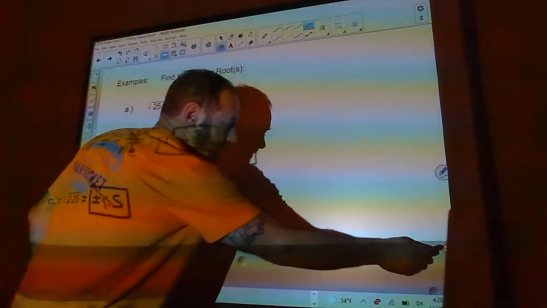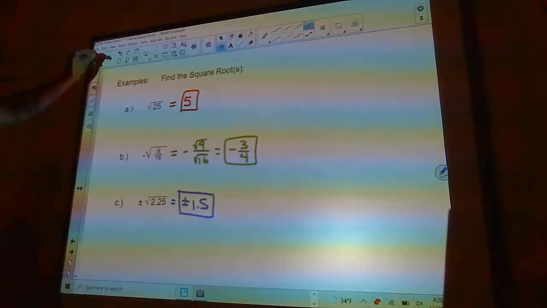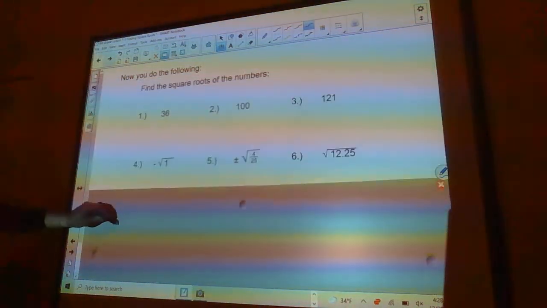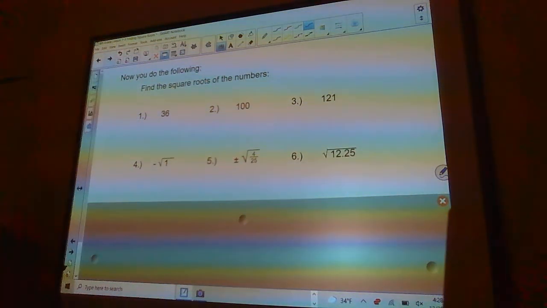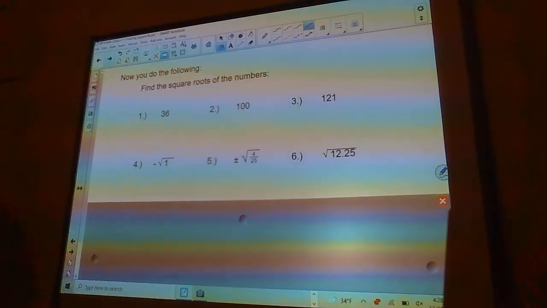What else we got here? That's it, so let's move on. Now you do the following. I got 6 problems for you here. This will take you a couple of minutes, so go ahead and pause the video. Find the square root of these numbers, and then jump back on here and check and see how you did.